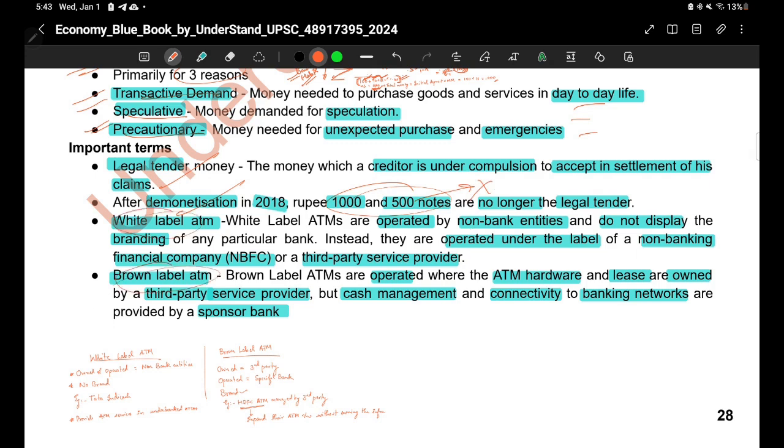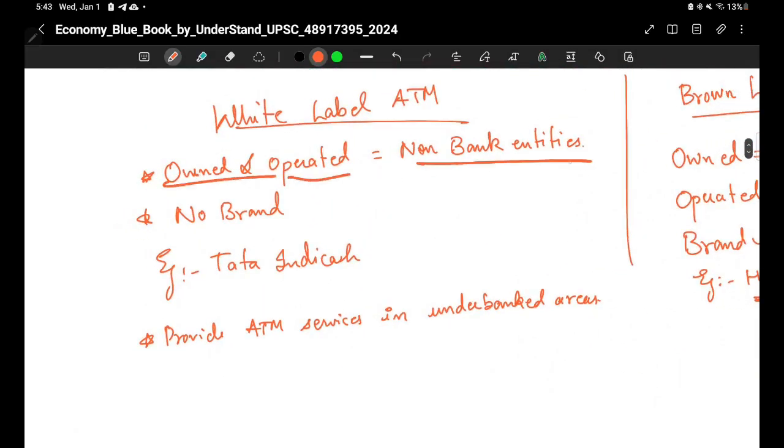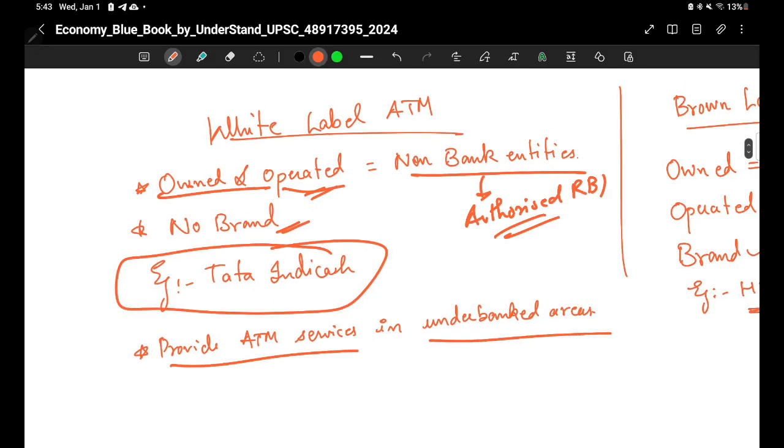This white label and brown label ATM, what is this? White label ATM means it is owned and operated by non-bank entities. They are not banks, but they are authorized by RBI. Let's say you and me, we can own and operate an ATM, but we should be authorized by RBI. White label ATMs have no brand. What is the purpose? To provide ATM service to unbanked areas. Example is Tata IndiCash. This is a white label ATM.